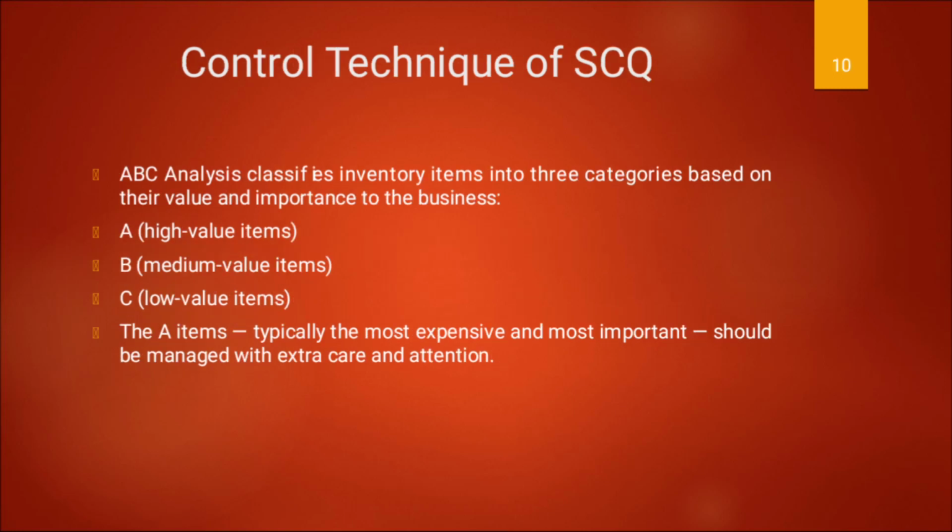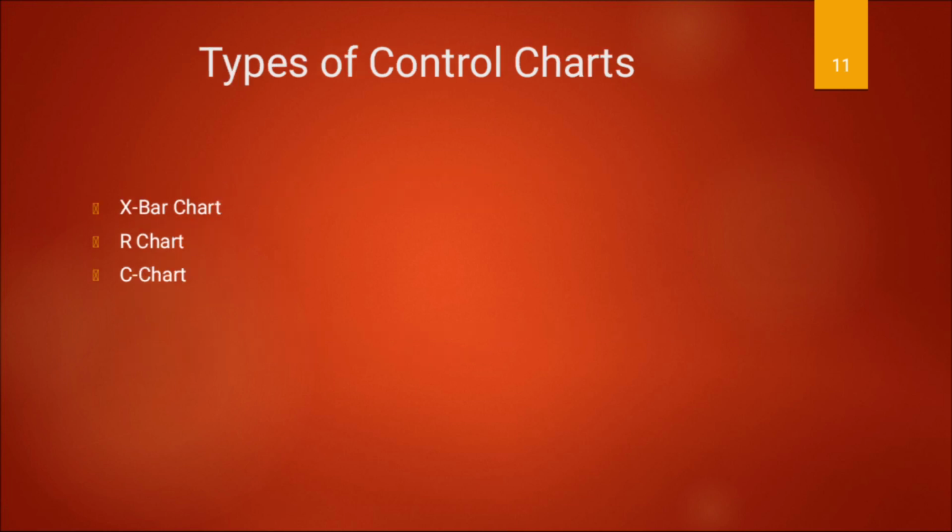In quality control there is a method, ABC analysis, which classifies different objects into different classes: class A, class B, class C. In class A, we put such elements. They define the different classes to identify quality control of management. Types of quality control charts: X bar chart, R chart, C chart.